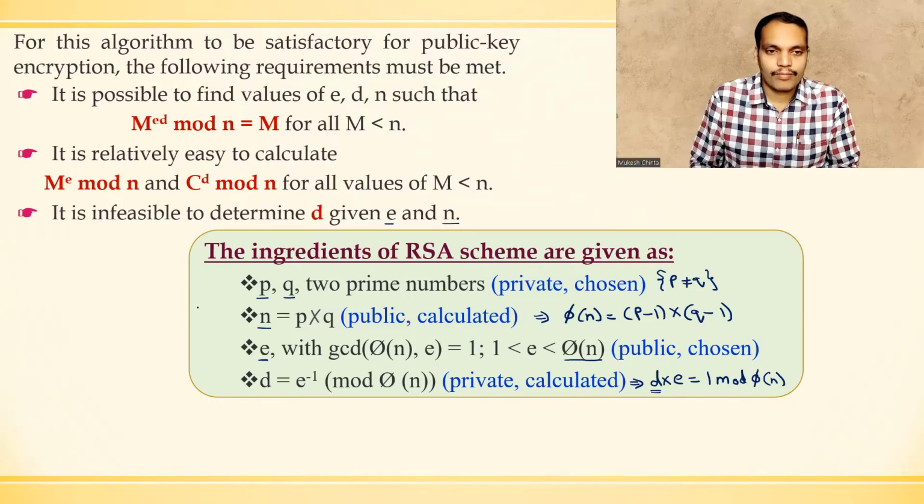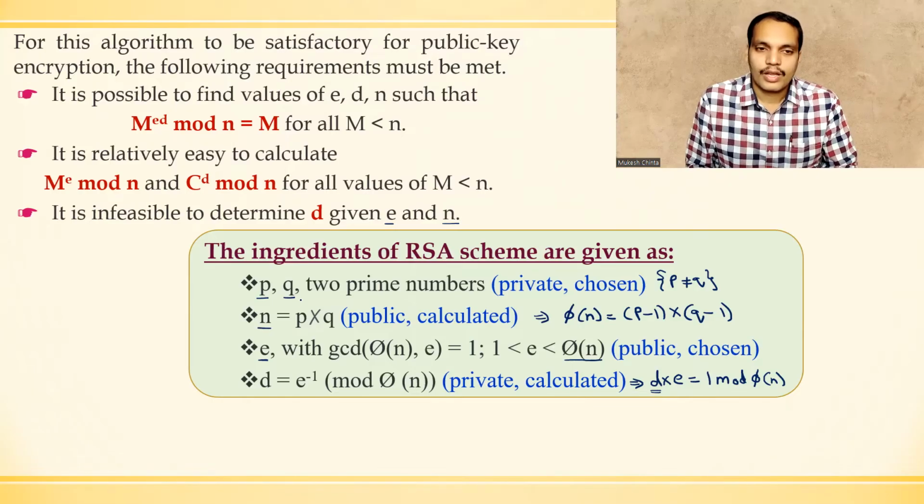So just to reiterate, I need two prime numbers P and Q. Then I find N is equal to P into Q. And then I also calculate psi of N, which is nothing but P minus 1 into Q minus 1. Of these three values, P and Q are to be kept private. I don't tell it to anyone. N can be public. After calculating this, I have to select a value called E with two constraints: the greatest common divisor of E and psi of N must be equal to 1, and E must be greater than 1 and less than psi of N.